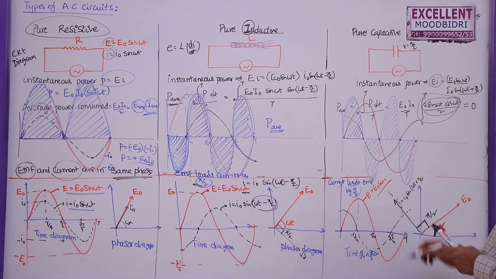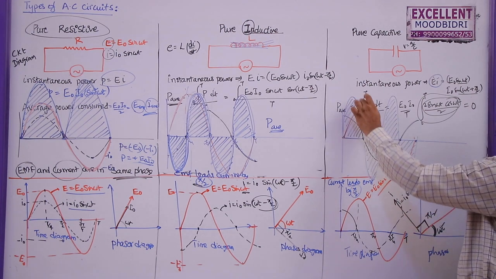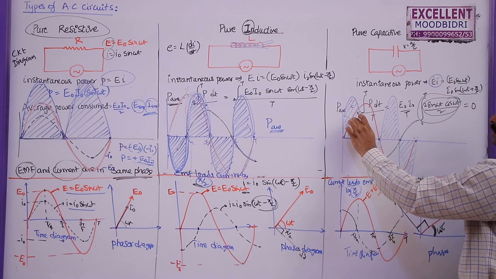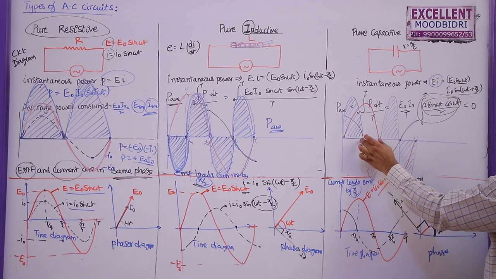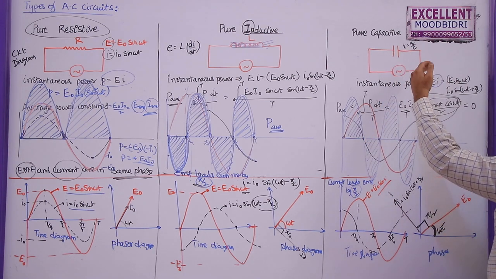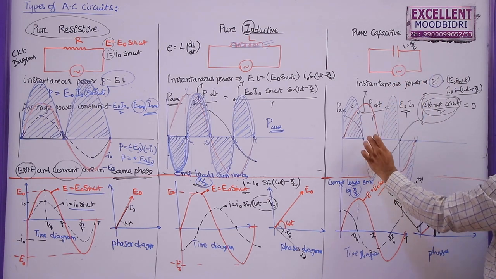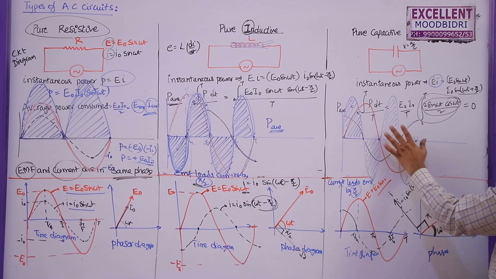negative here. Once again here also during the positive power cycle, power is given to the capacitor, during the negative power cycle the capacitor will give the power to the circuit. So this is positive power, negative power, positive power, negative power, it follows like this.